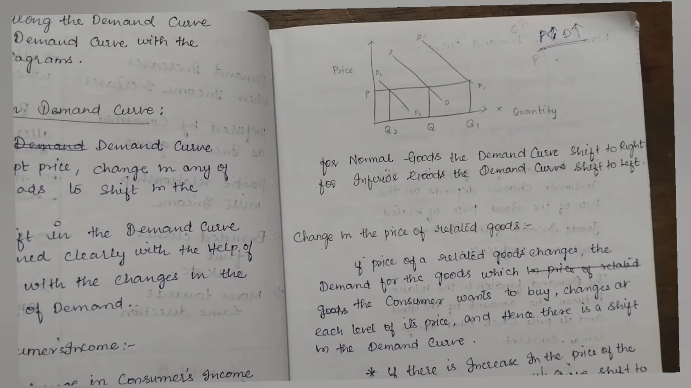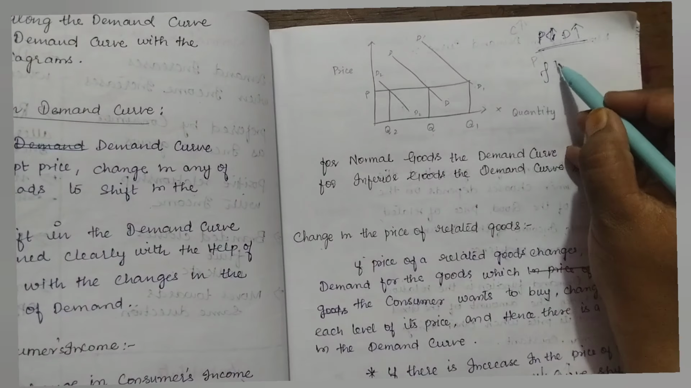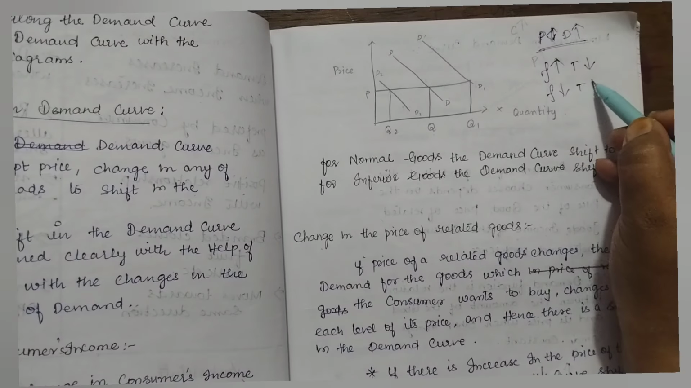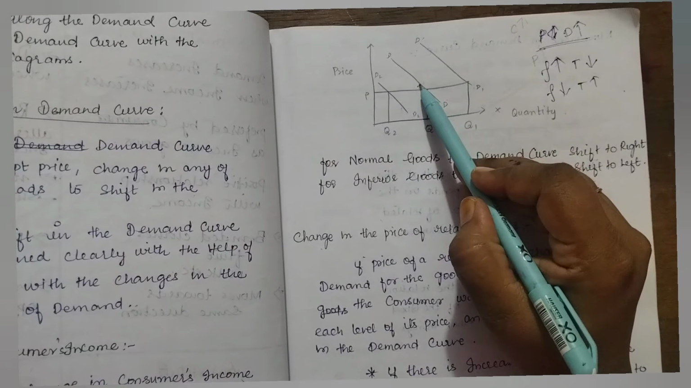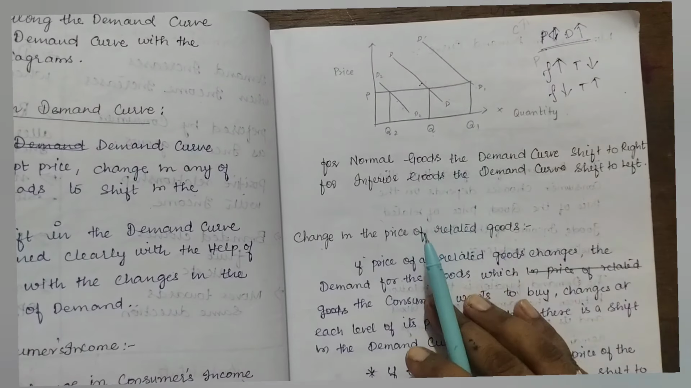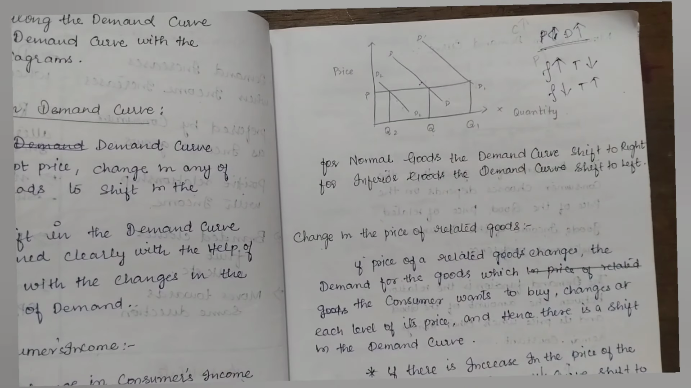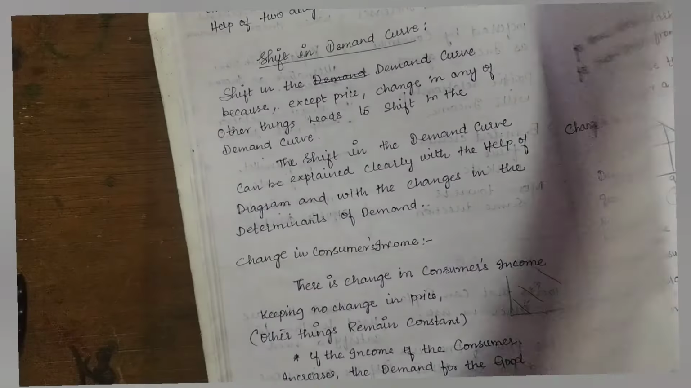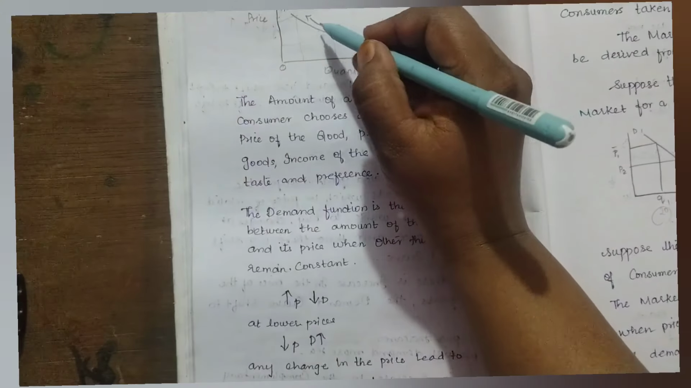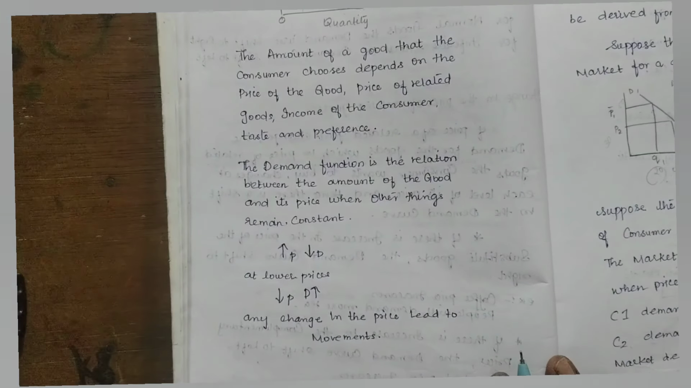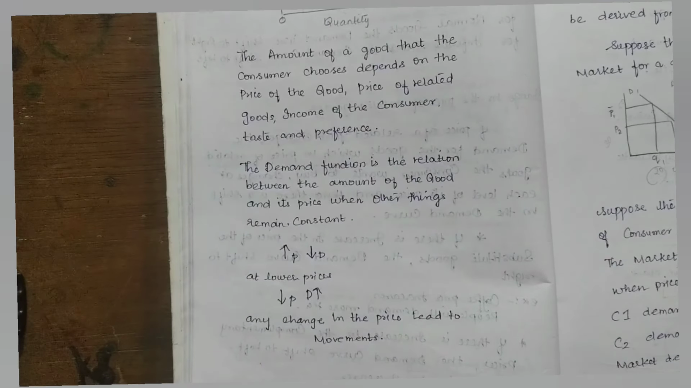And if it is a complementary good, what will happen? If flight tickets increase, then tourism demand will go down. If flight tickets decrease, then tourism demand will go up. So if tickets increase, the demand for tourism will shift leftward. That is the difference between substitute and complementary goods. What is movement along the demand curve? It will either move up or move down. Whenever the price is high, demand is less; whenever the price is less, demand will be high.